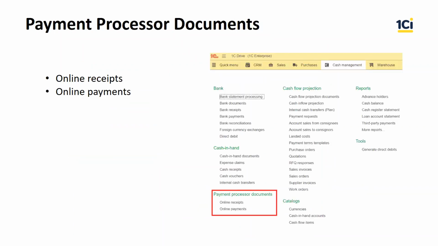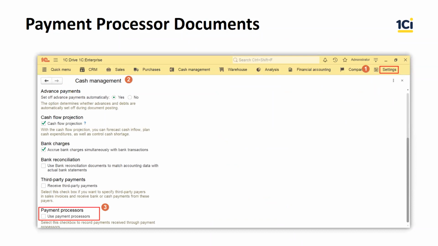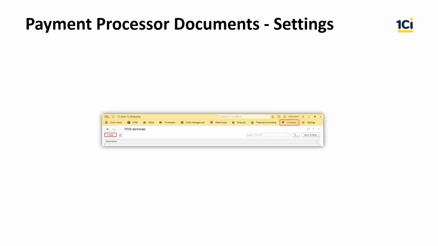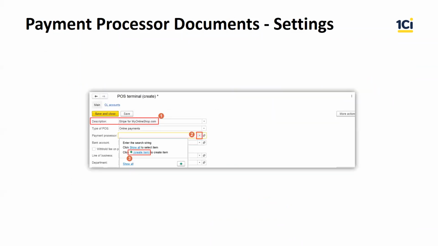Now, it would be nice to get some money from our customers. To do this, we added a couple of new documents to the product. But before using them, we need to make a few settings. To turn on the payment processors functionality, go to Settings, Cash Management, and select the Payment Processors checkbox. A POS terminal stores the information on which counterparty is the payment processor and what its fees are. In this form, fill in the description and check the contact checkbox. The system automatically checks other relationships in the counterparty's card of the payment processor.